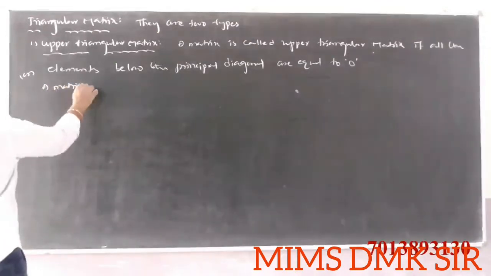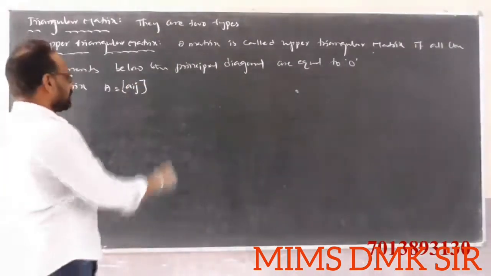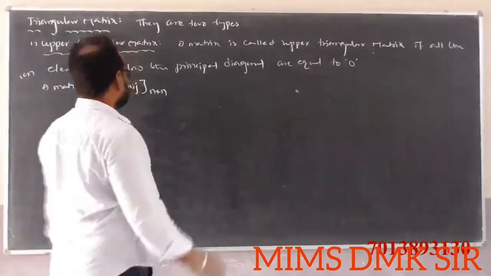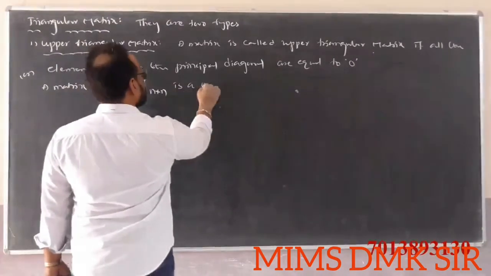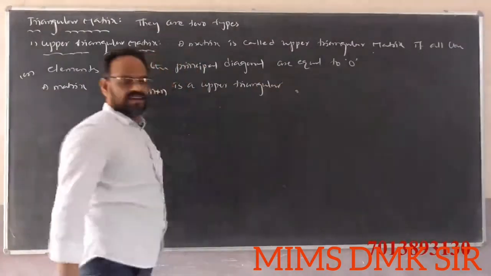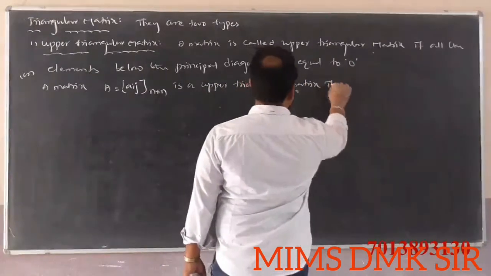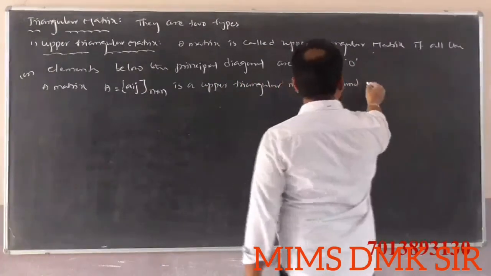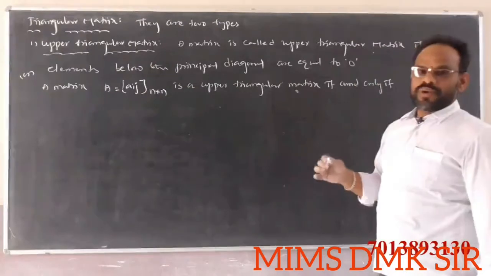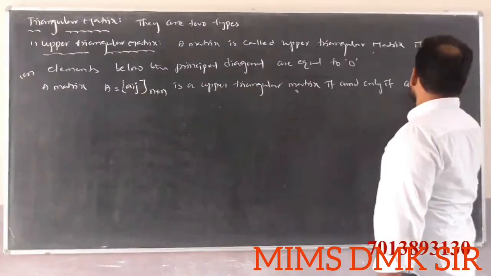A matrix A of order n by n is an upper triangular matrix if and only if a_ij is equal to 0.